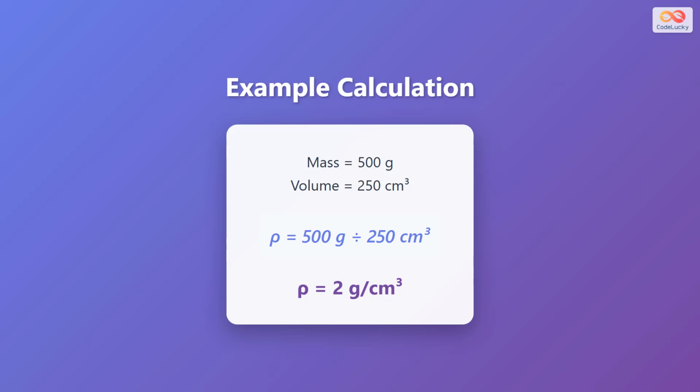Let's work through a simple example. Suppose we have an object with a mass of 500 grams and a volume of 250 cubic centimeters. Using our formula, density equals mass divided by volume, we calculate 500 grams divided by 250 cubic centimeters, which gives us a density of 2 grams per cubic centimeter. This calculation shows how straightforward it is to determine density when you know the mass and volume.